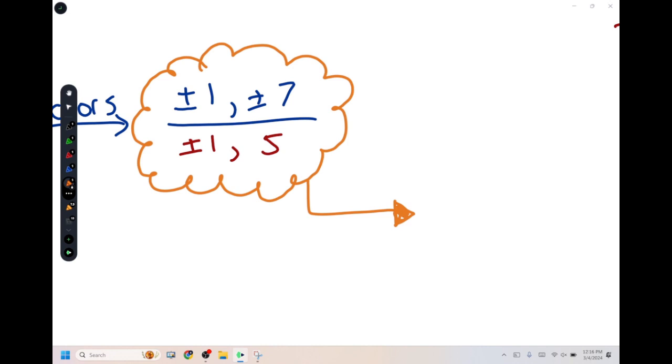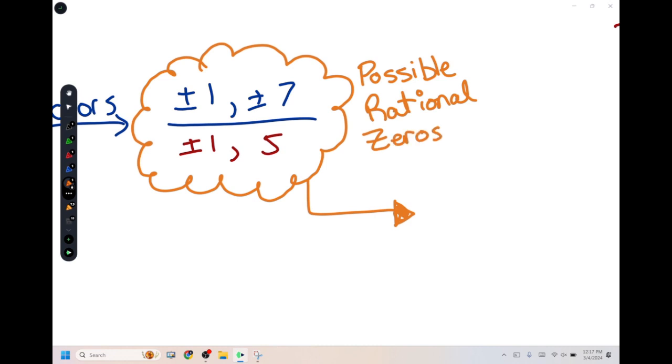The question that it's almost an answer to is, what are the possible rational zeros?